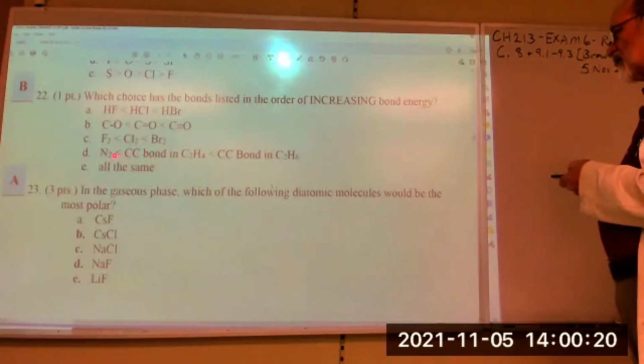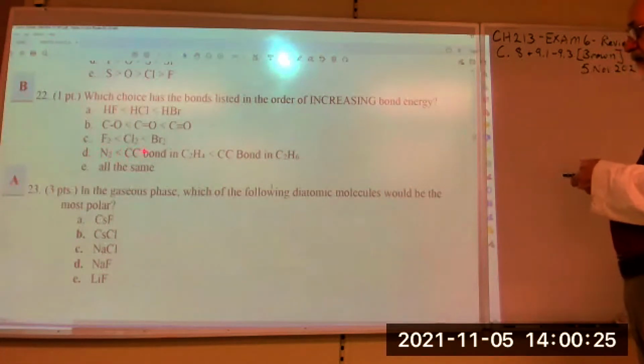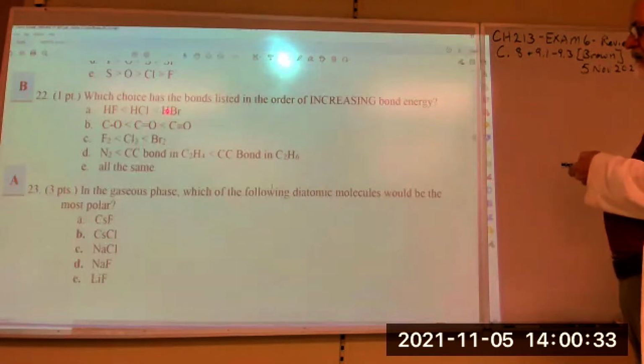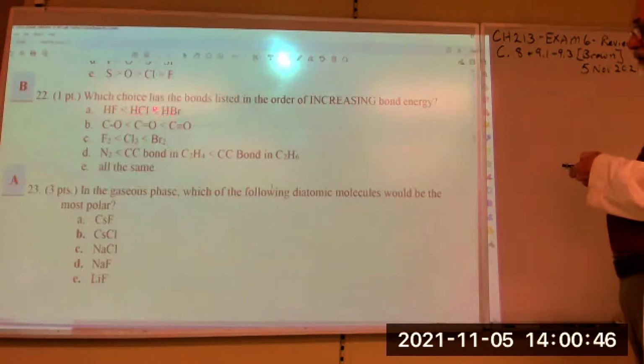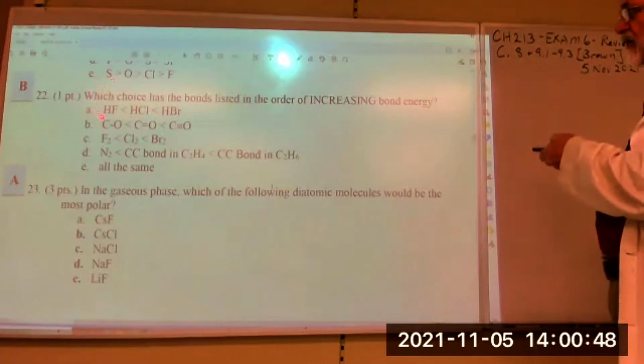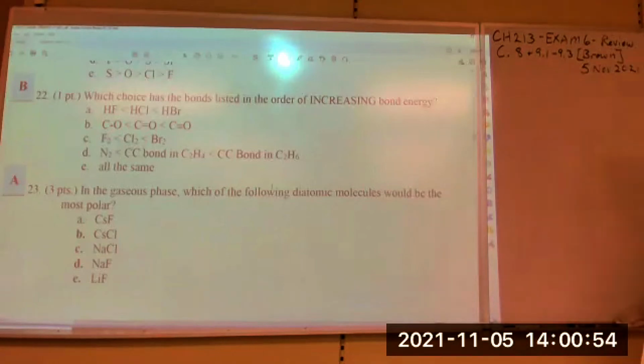CC bond is greater than N2? No. N2 is a triple bond, so CC is less. So that one can't be it. So it's either this one or that one. So let's see. The hydrogen's getting farther away. Oh, no, that's reversed. But at least this one is reversed. Okay, so this one has to be it right here. Go from single to double to triple. That would increase your bond strength or bond energy.